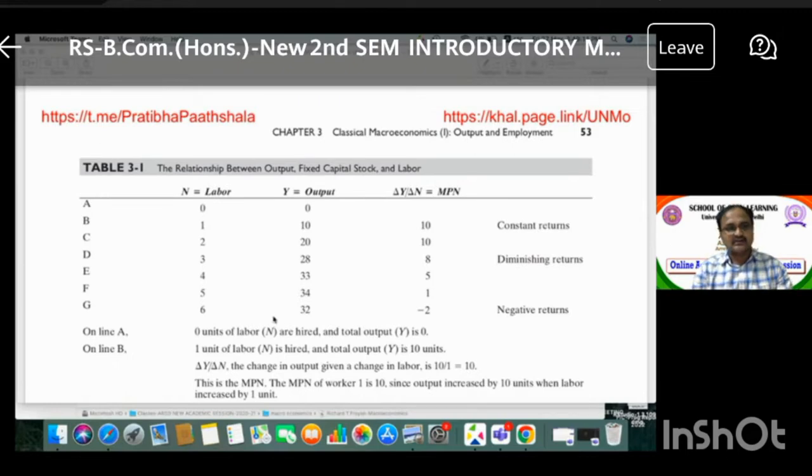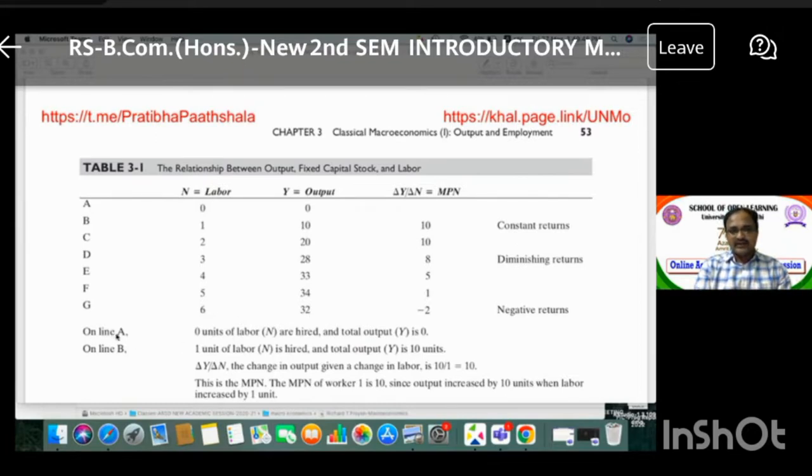How is it happening? You can look at it. The output is increasing, in the initial stage at a constant level, and after that, the output is increasing at diminishing returns, at a decreasing level, and then the output is declining, totally negative.